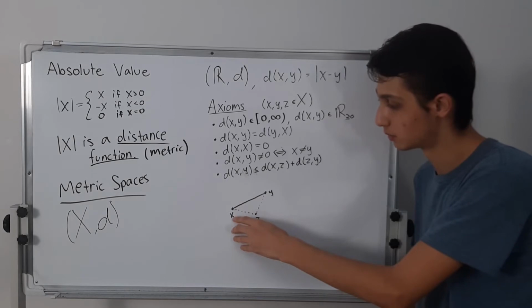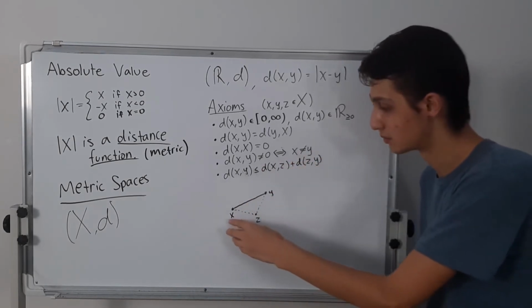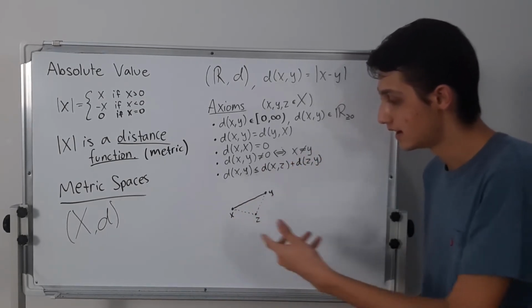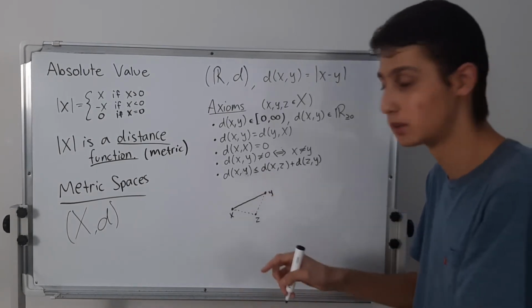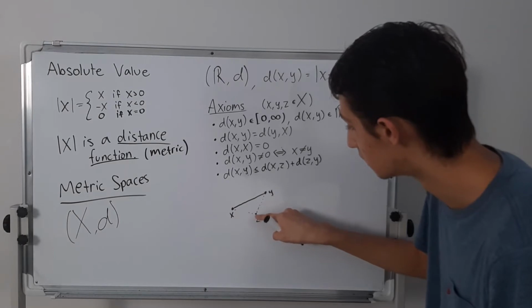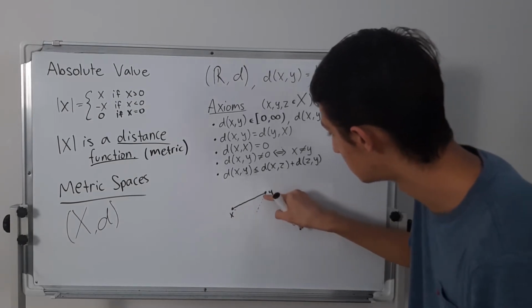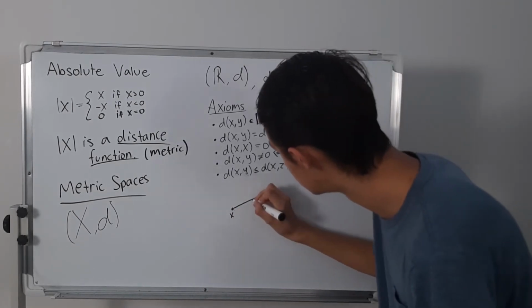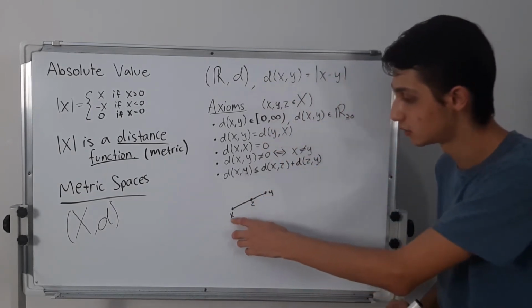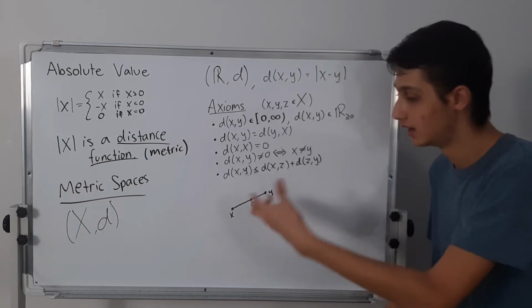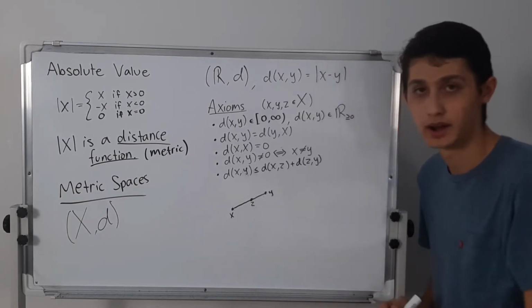So this, the distance between x and y, is going to be less than the distance from x to z and then from z to y. Now, I have this equal sign down here: it's less than or equal to. When would it be equal to? Well, that's actually pretty simple. If z is instead on the line, the distance from x to z and then from z to y is the exact same as going from x to y.